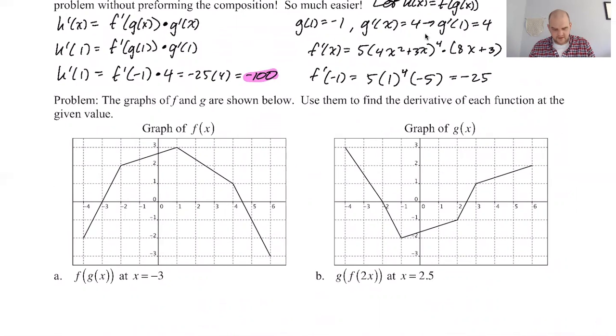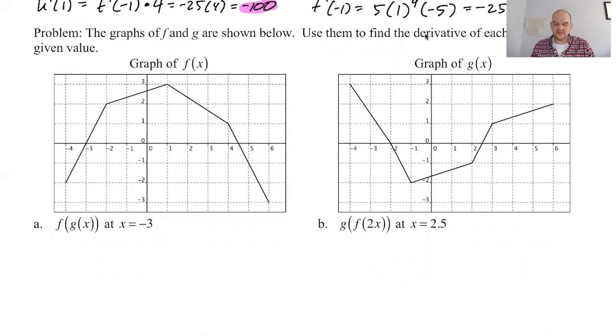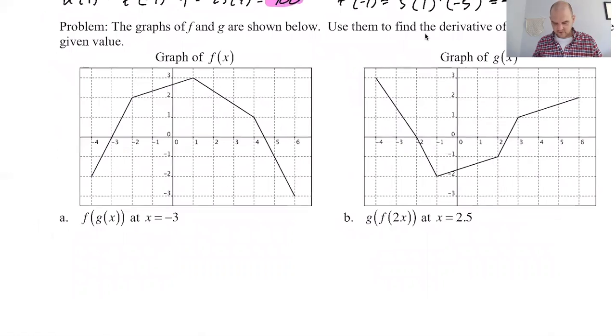So the graphs of f and g are shown below. Use them to find the derivative of each function at the given value. If memory serves, some of these might not exist, and that's okay, because not every function is differentiable at every point. Differentiable means the derivative exists, and so it's possible that some of these will not be differentiable.